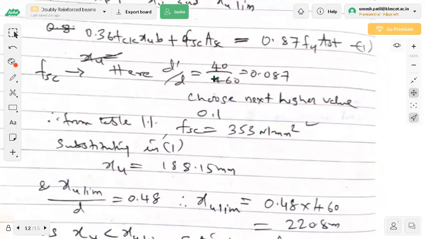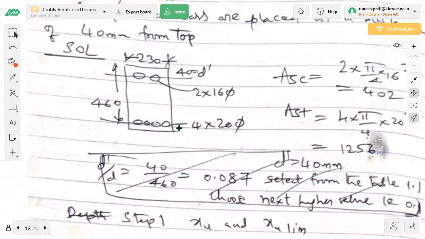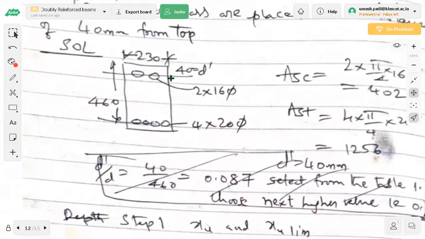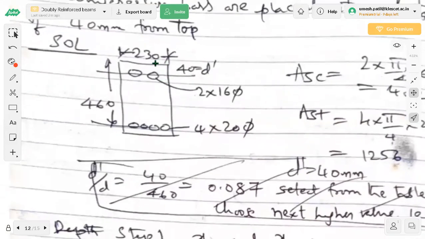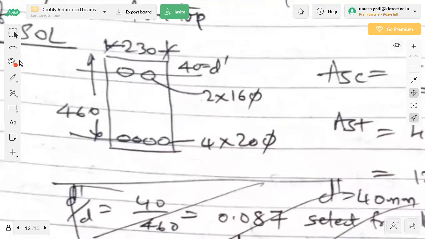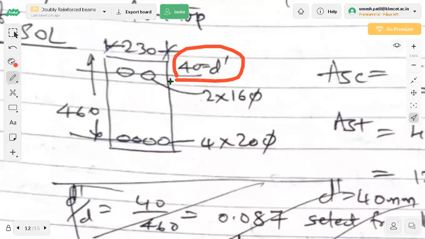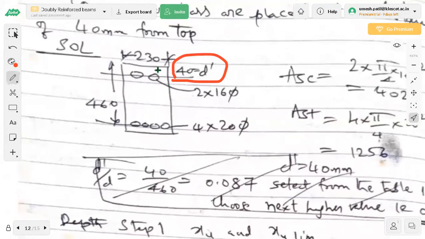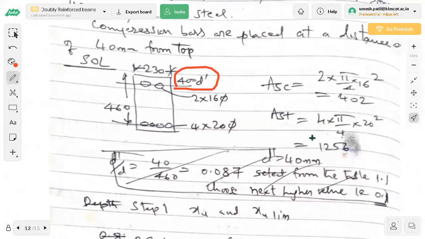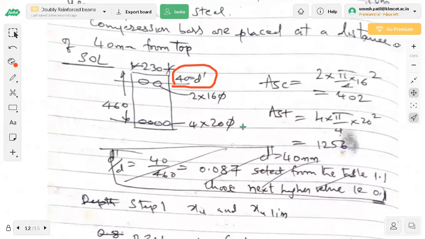D dash by D, I got it as 40 by 460. Only 3 minutes are there. D dash is 40. The distance from the top to the center of compression steel is 40 mm, given in the problem. Is it clear? You can see this is 40, the distance between the center of compression steel and the top of the beam. So that is D dash. D dash is 40, D is 460. So first calculate D dash by D.